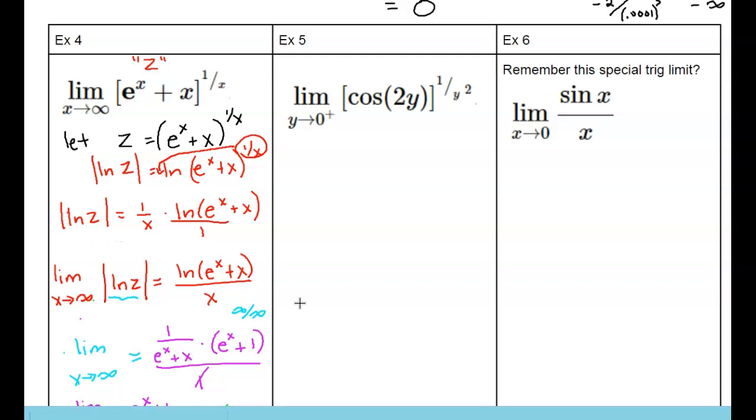If we plug in 0, well, the cosine of 0 is 1. So the cosine of 1, remember, this is in radians. So we have 1 to the 1 over something really, really small, which is going to be large. So this is 1 to the infinity, which is indeterminate. Okay, so we're going to do the same idea here. We would let this equal z.